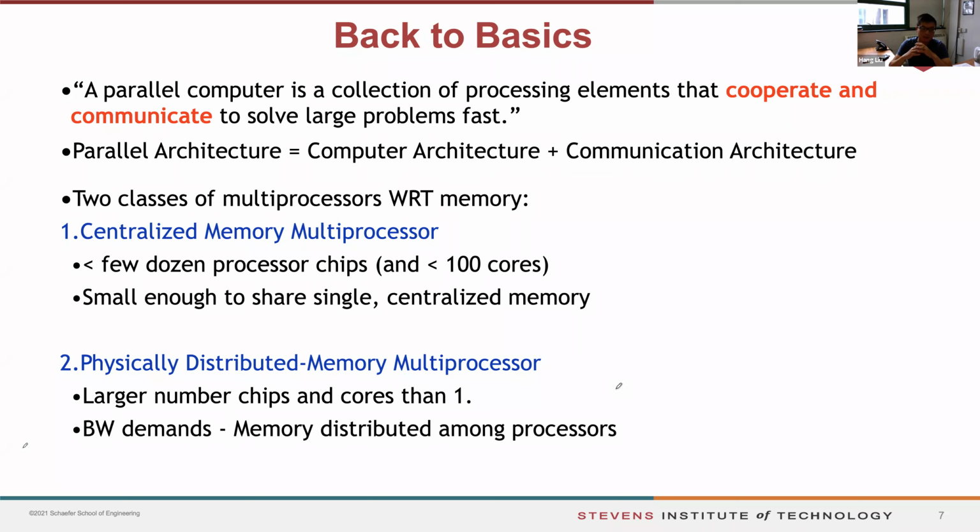There are two popular classes of multiprocessors with respect to memory. First is centralized memory multiprocessor. This means all of the memory is uniform to all the processors. And second is physically distributed memory multiprocessor. Different memories are attached to different processors. You have local and remote memory, right?